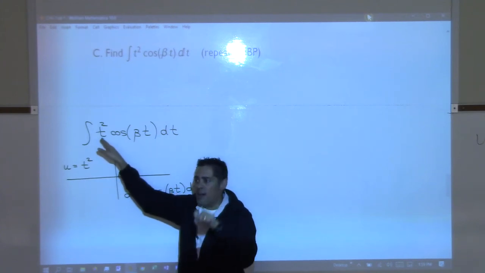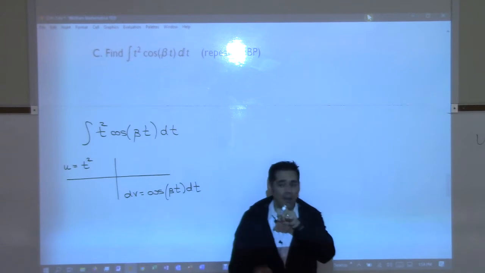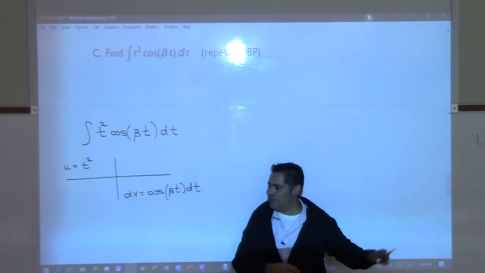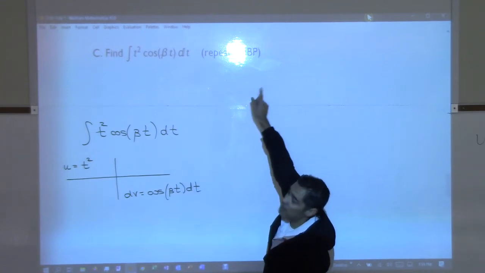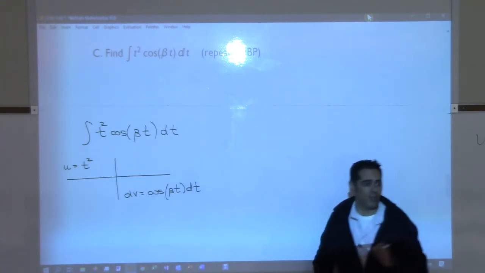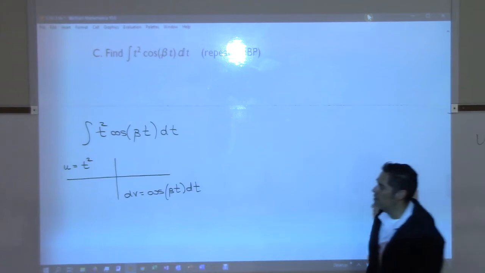That depletes the t squared down to a t, right? But to get rid of it completely, we'll have to do another iteration of integration by parts to get it down to a constant. I hope that makes sense. And that's why I put up here repeated integration by parts. This is an example where you have to do it more than once. All right, let's stick with this.